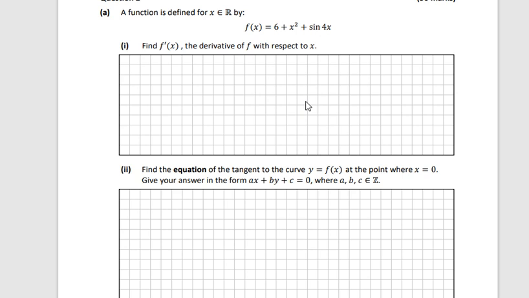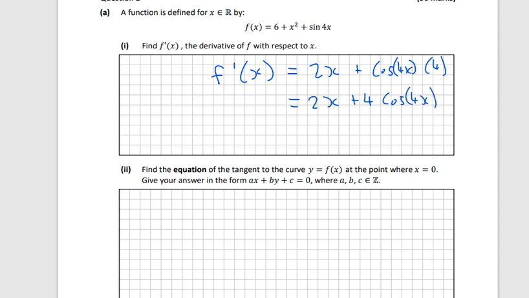Hey folks, this is question 2. We have to differentiate the function. So f dash x is equal to 6 when the derivative of 6 is 0. So the derivative of x squared is 2x, and then the derivative of sin 4x. The derivative of sin is cos, so it's going to be plus cos 4x, but then we have to apply the chain rule. So we have to multiply all of that by 4 because that's the derivative of the 4x. Therefore, we'll get 2x plus 4 cos 4x.